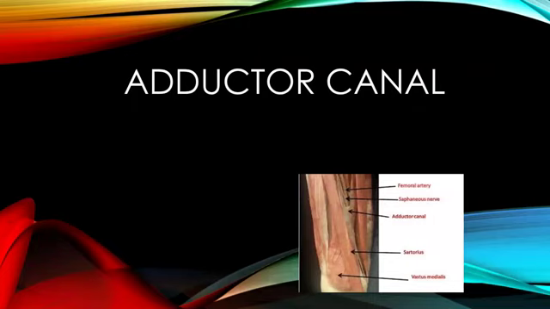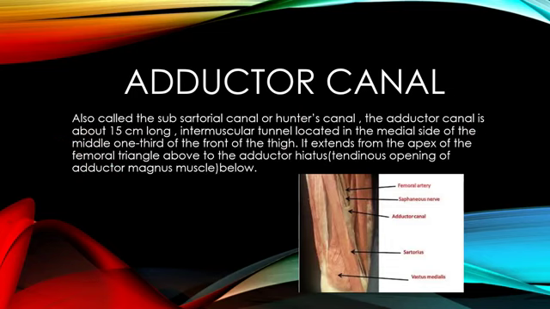So next, let us look into the adductor canal. We are done with the femoral triangle. Now let's move on to the adductor canal. The adductor canal is also called the subsartorial canal or the Hunter's canal. This adductor canal is about 15 centimeters long. It is an intermuscular tunnel located in the medial side of the middle 1/3 of the front of the thigh.